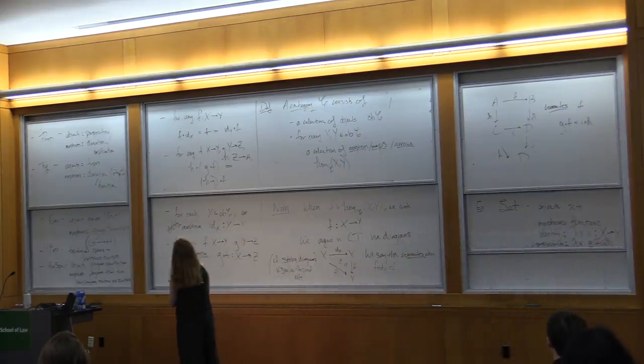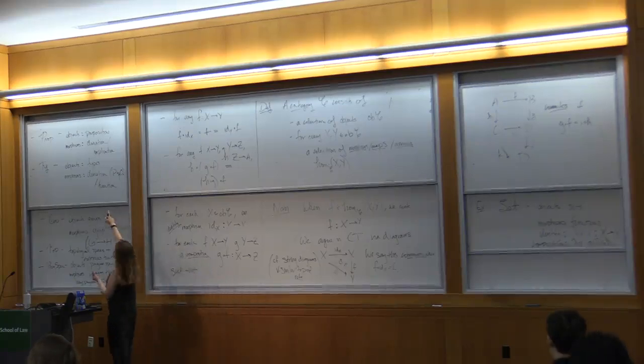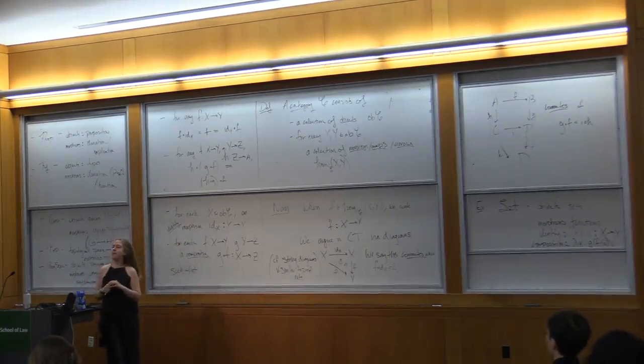Okay, what other examples do we have? Prop: its objects are propositions and the morphisms are implications or derivations. What is the identity morphism in Prop? What do you guys think?